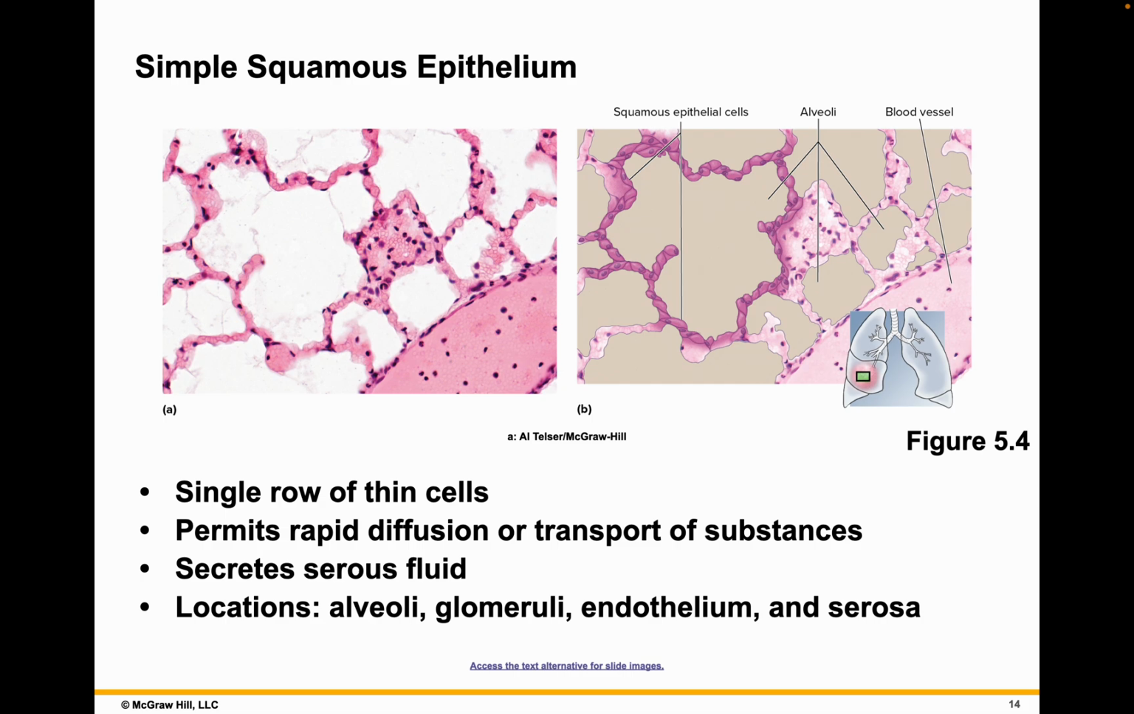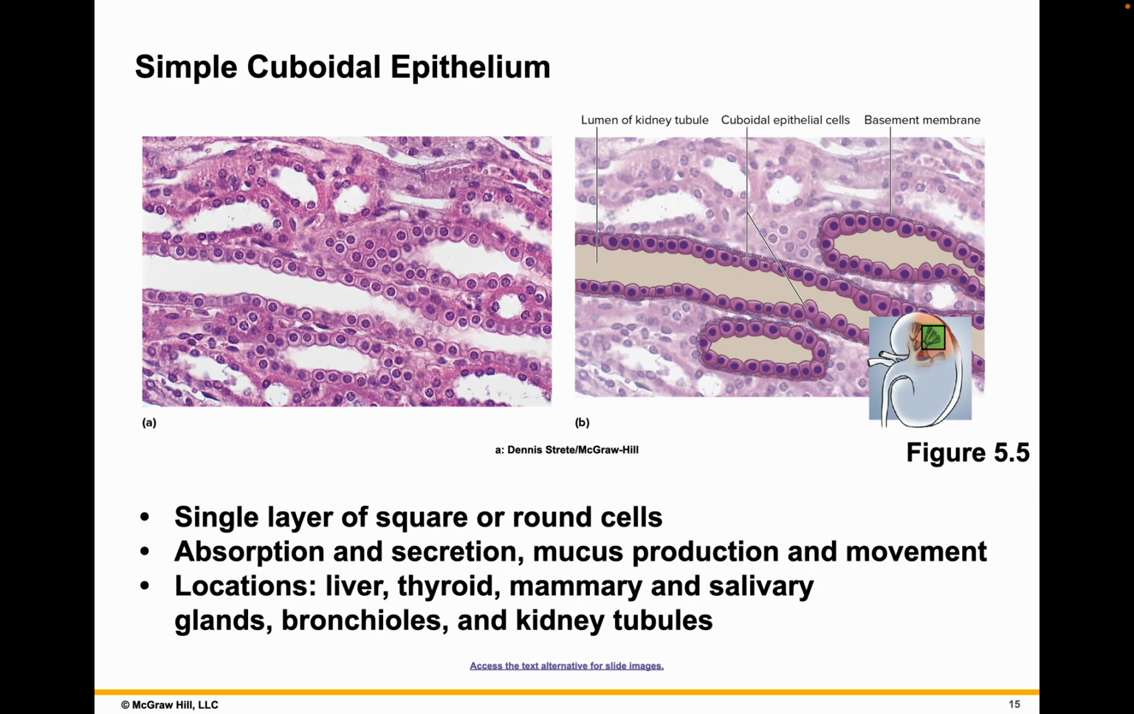So simple squamous epithelium, you'll find a single row of thin cells. This is in places where we have rapid diffusion or transport of substances. They often secrete serous fluid. They're located in the alveoli, the glomeruli, the endothelium, and the serosa.